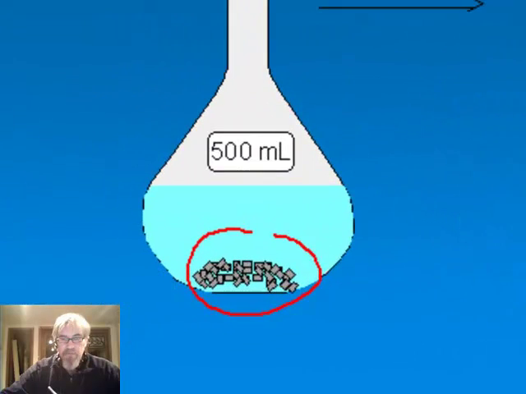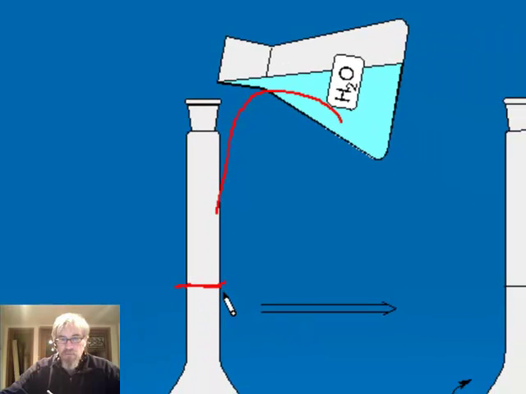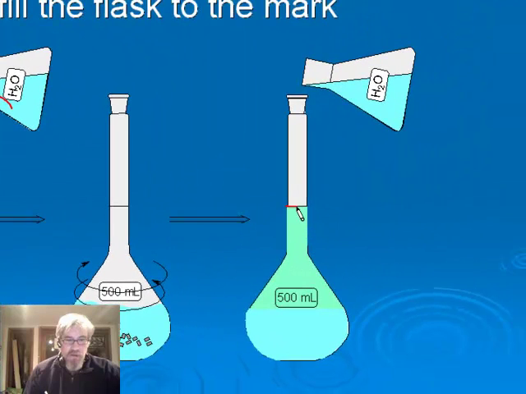So I got my salt in the bottom, I pour water in here, and this line represents 500 milliliters of solution. So I'm going to swirl this around till the salt all dissolves, and then I'm going to add water until I get right up to that line, and I know I have 500 milliliters of solution, and I know I put the right amount of salt in there, so my concentration will be correct.